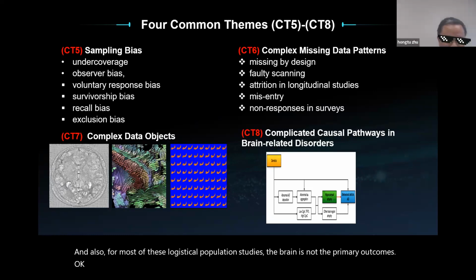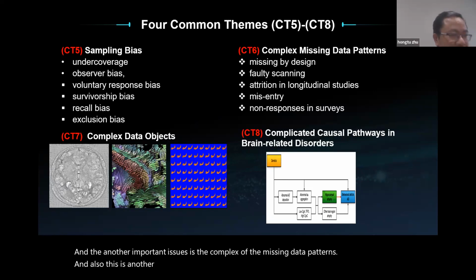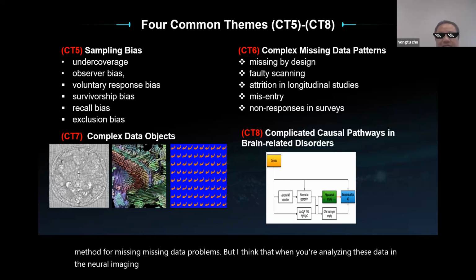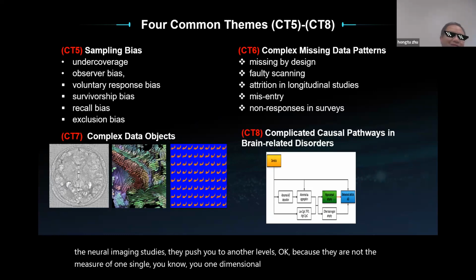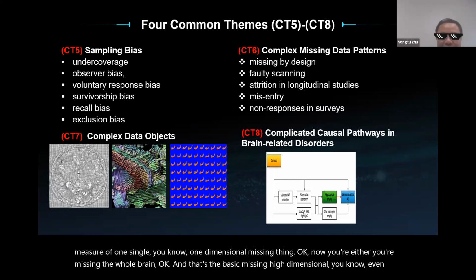Okay, this usually is the secondary outcomes. Another important issue is the complex missing data patterns. I know that in statistics, people have developed methods for missing data problems. But I think that when you're analyzing missing data in neuroimaging studies, they push you to another level, okay? Because you are not measuring one-dimensional data. Now you're missing the whole brain. That's missing high-dimensional, even infinite-dimensional, basic objects.